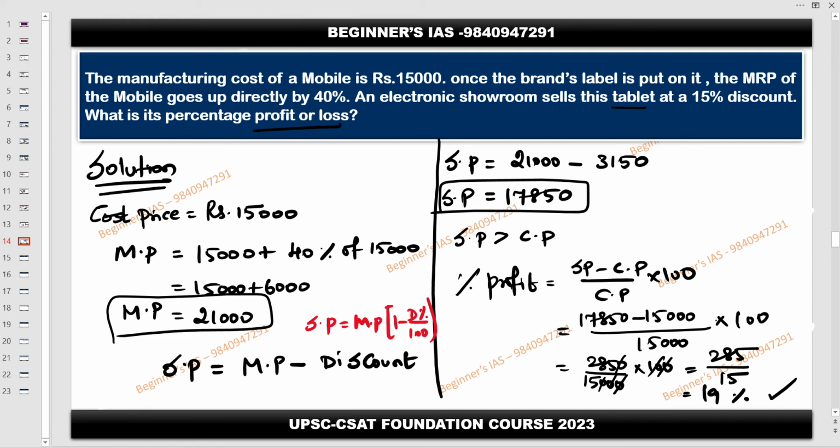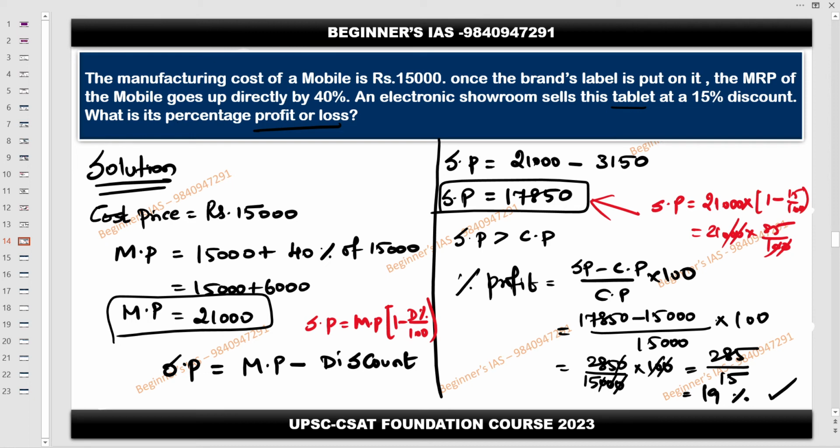So what is the discount percentage? 15, isn't it? So substitute here, SP is equal to, what is the MP? 21000 into 1 minus 15 by 100. Then take the LCM here. So 100 minus 15 is nothing but 85 by 100, zeros cancel. Then 85 into 210, obviously it will become 17850. You can use this method also. Understood?